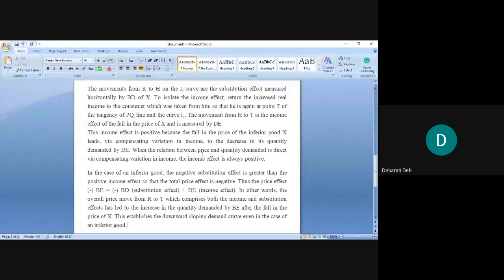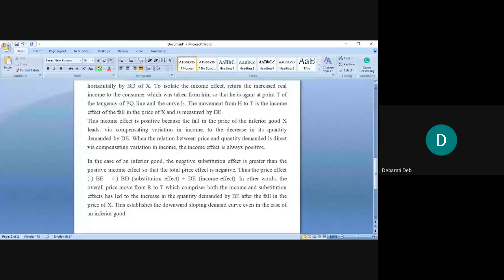Thus the income effect will always be positive. In case of an inferior good, the negative substitution effect is greater than the positive income effect, so that the total price effect is negative. Thus, the price effect is minus BE. Why are we putting a minus? Because this is the price effect which is going to be minus overall, equals BD.